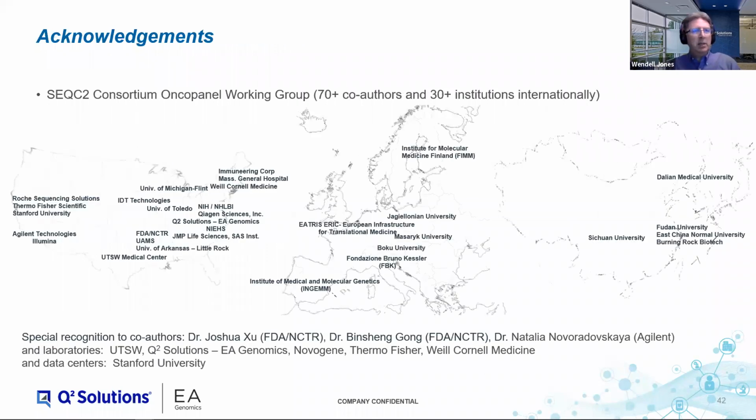And so finally, I'd like to acknowledge contributors to this effort. It was a large consortium involving 70+ co-authors and more than 30 institutions internationally. You can see, throughout the globe, where they were and who they are. I want to give special recognition to a few co-authors, Dr. Joshua Zhu and Dr. Benxing Gong, as well as Natalia that I mentioned previously. Natalia and her organization provided us with the DNA, and Joshua and Benxing were equal partners in this effort. Together we were able to manage, obviously, this very large consortium and get a lot of very good work done.